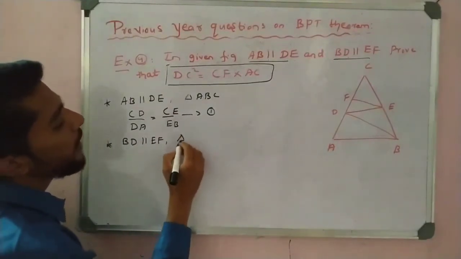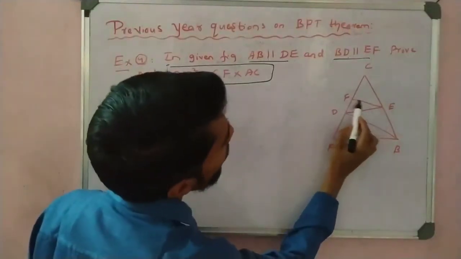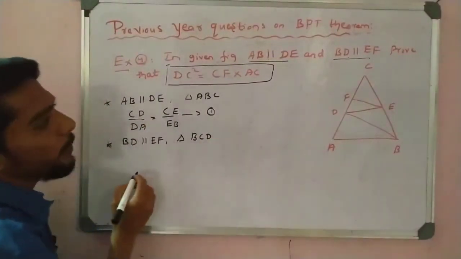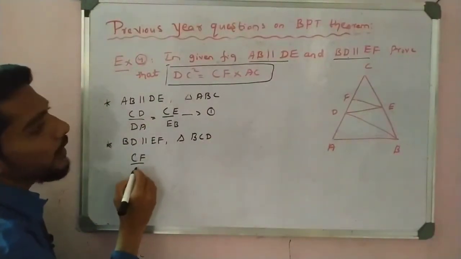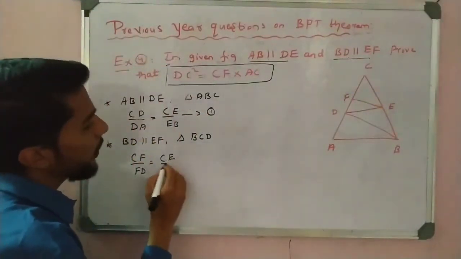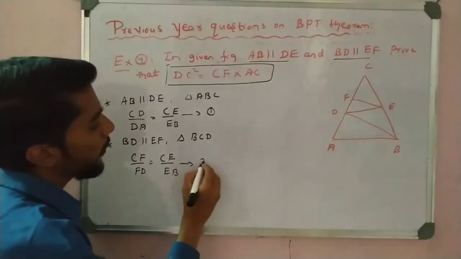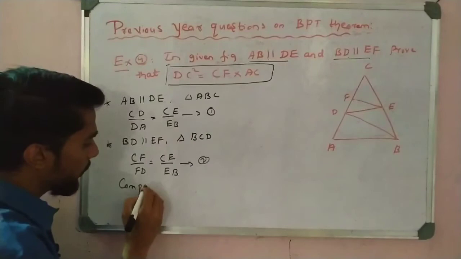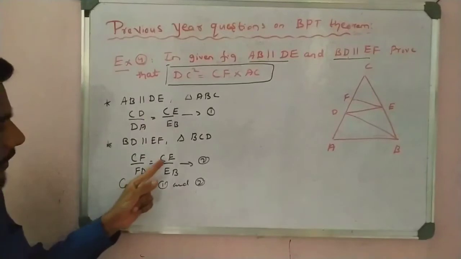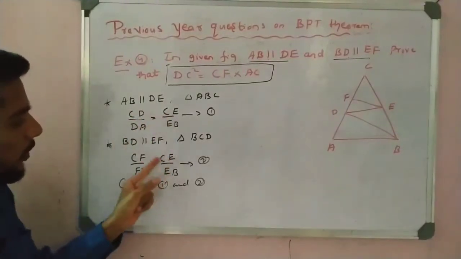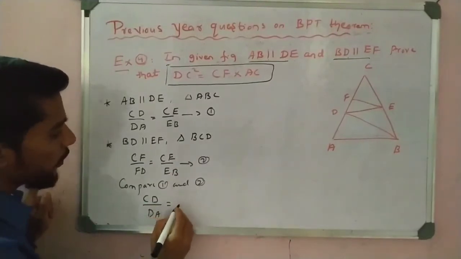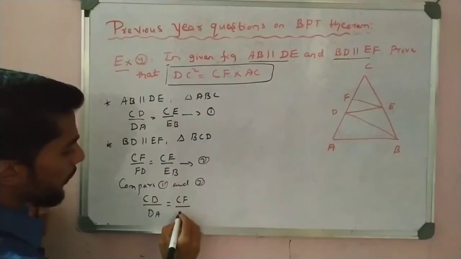Now let us see the second equation, that is BD is parallel to EF. So we can say, if we take CF, BD as the base, we get triangle BCD. So what happens here? CF divided by FD is equal to CE divided by EB. Equation number 2. So compare 1 and 2. See here, CE by EB is equal in both, means these are equal to each other. CD by DA is also equal to CF by FD.